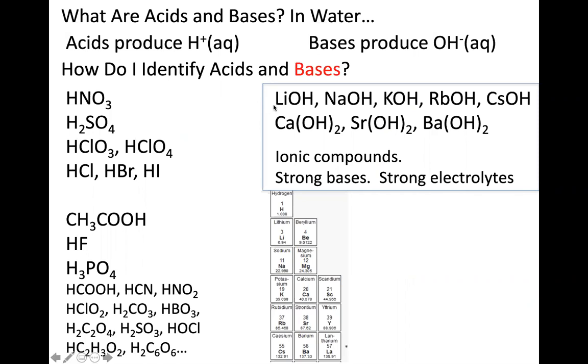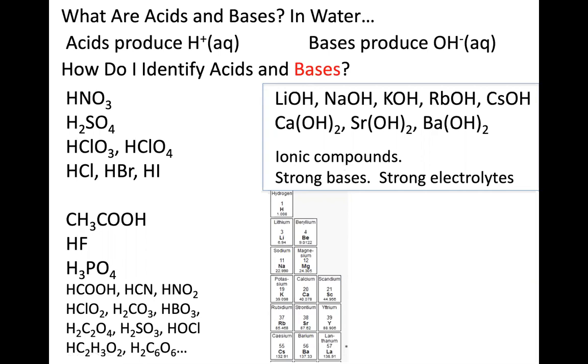Lithium hydroxide, sodium hydroxide, potassium hydroxide, rubidium hydroxide, cesium hydroxide, calcium hydroxide, strontium hydroxide, barium hydroxide. And I'm including the periodic table because look where they're found. All of these are alkali and alkaline earth hydroxides. Those are what are leading to these strong bases. In a way, we've already sort of been memorizing this.